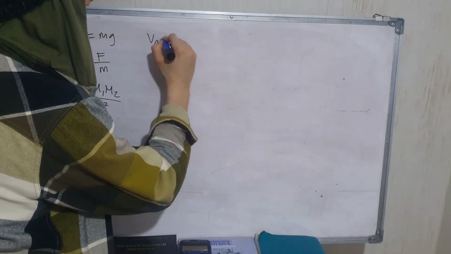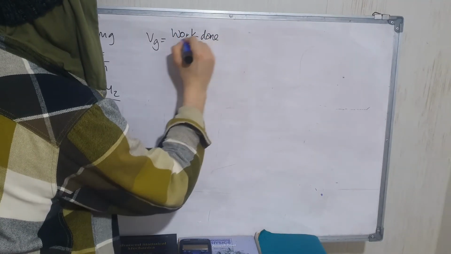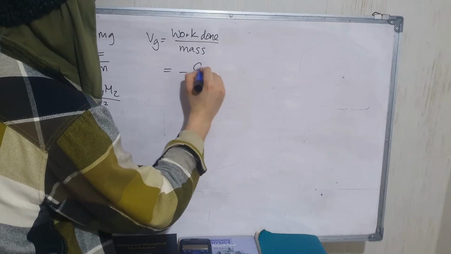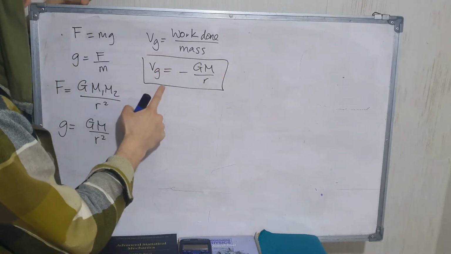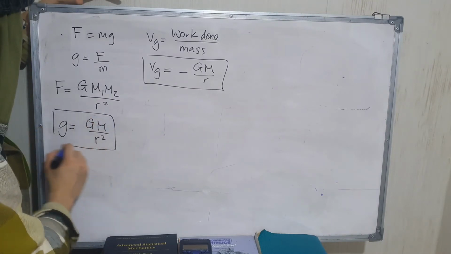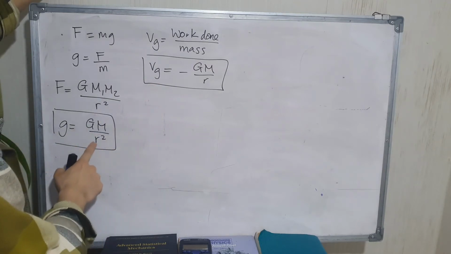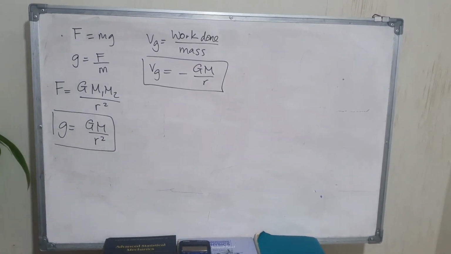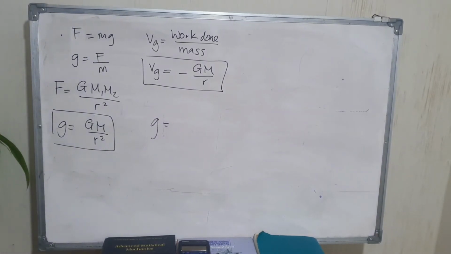So Vg was, if you remember, equal to work done divided by unit mass, and that was equal to minus GM over r, wasn't it? So this was gravitational potential. This is gravitational field strength. So what is g in terms of Vg? One of the r's has cancelled.